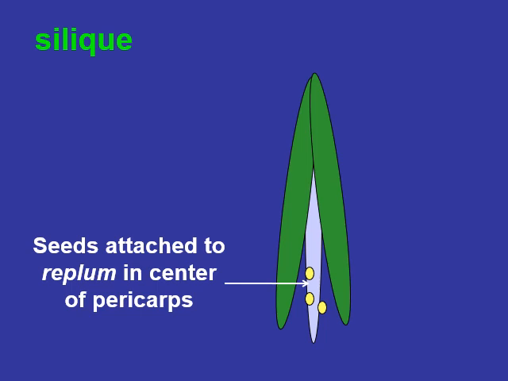And that's the way we classify things in botany, by looking at fruits and flowers and things that are easy to see. That tongue is called a replum, by the way.